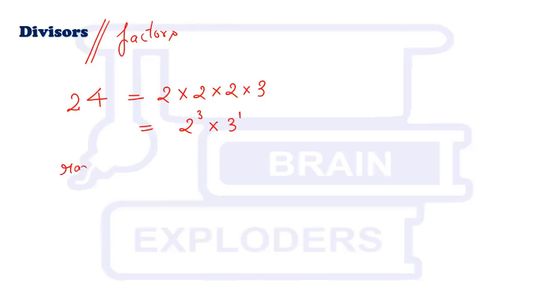Now suppose we have to take a random factor of this 24. In this factor 2 may be present, in this factor 3 may be present, in this factor 7 may be present. No, 7 is not possible. Why? Because 7 is not present in the prime factorization of 24, so it is not possible in any of the factors also. So only 2 and 3 are possible.